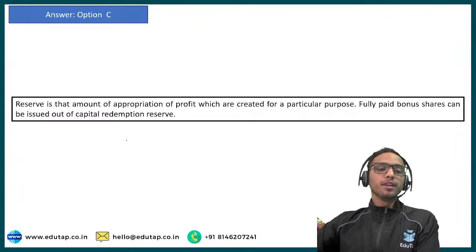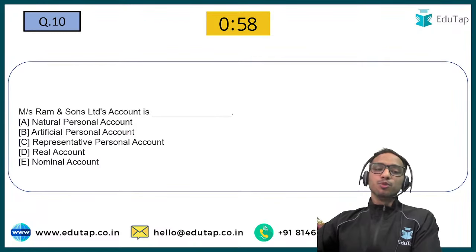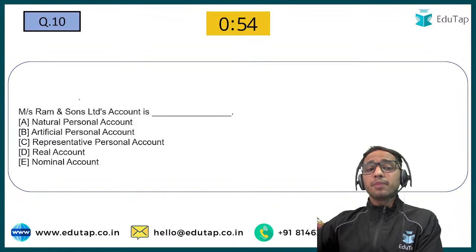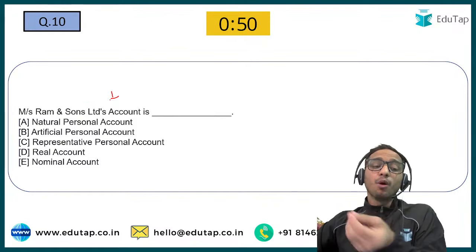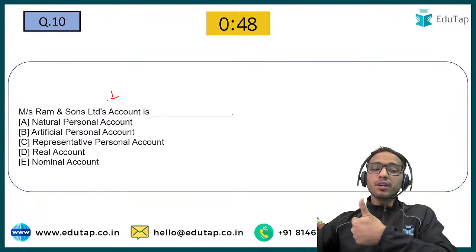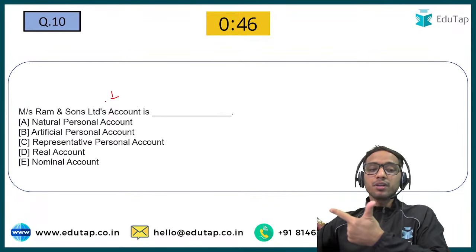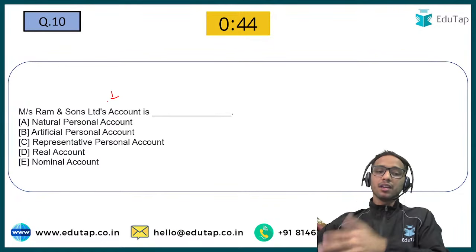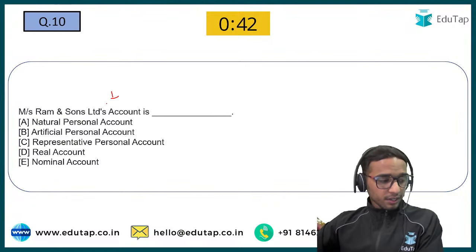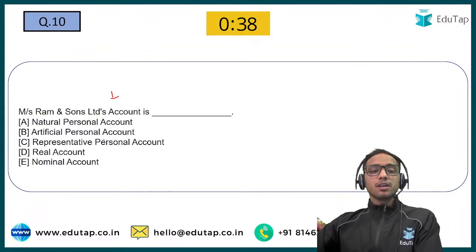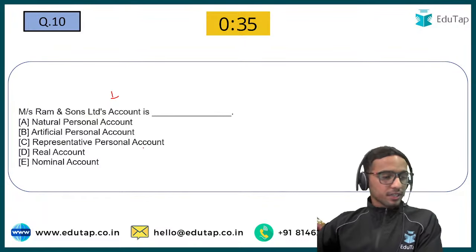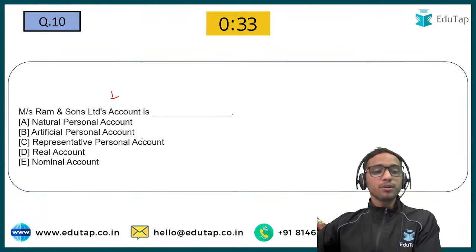Very, very good. Let's move to question number 10, which says Miss Ram and Sons Limited is what type of account? Natural person account, artificial personal account, representative personal account, or real account. A very easy question. I think everyone must be correct here.